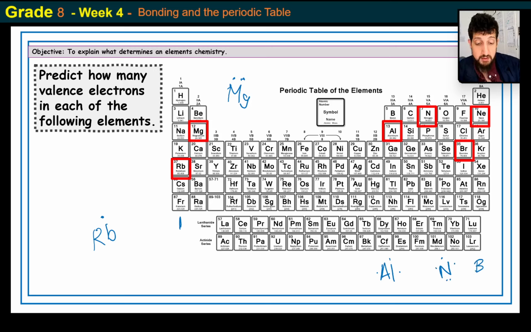Bromine, that is group 7 or 17. So fluorine, chlorine, bromine, iodine, all of them have 7. They are halogens, very reactive nonmetals. And then neon has 1, 2, 3, 4, 5, 6, 7, 8. It is stable. It is happy. It does not need anyone. There you go.